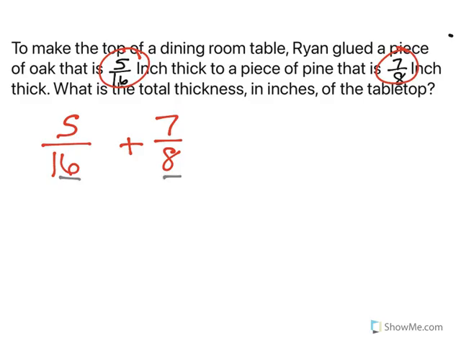So we want to think, I have 16, I have 8. What number do both of those go into? Well, hopefully, it comes pretty easily that 8 goes into 16. So I can use 16 as my common denominator. Now, that makes it nice for the first fraction because we already have 16 as the denominator, so that first fraction stays the same.